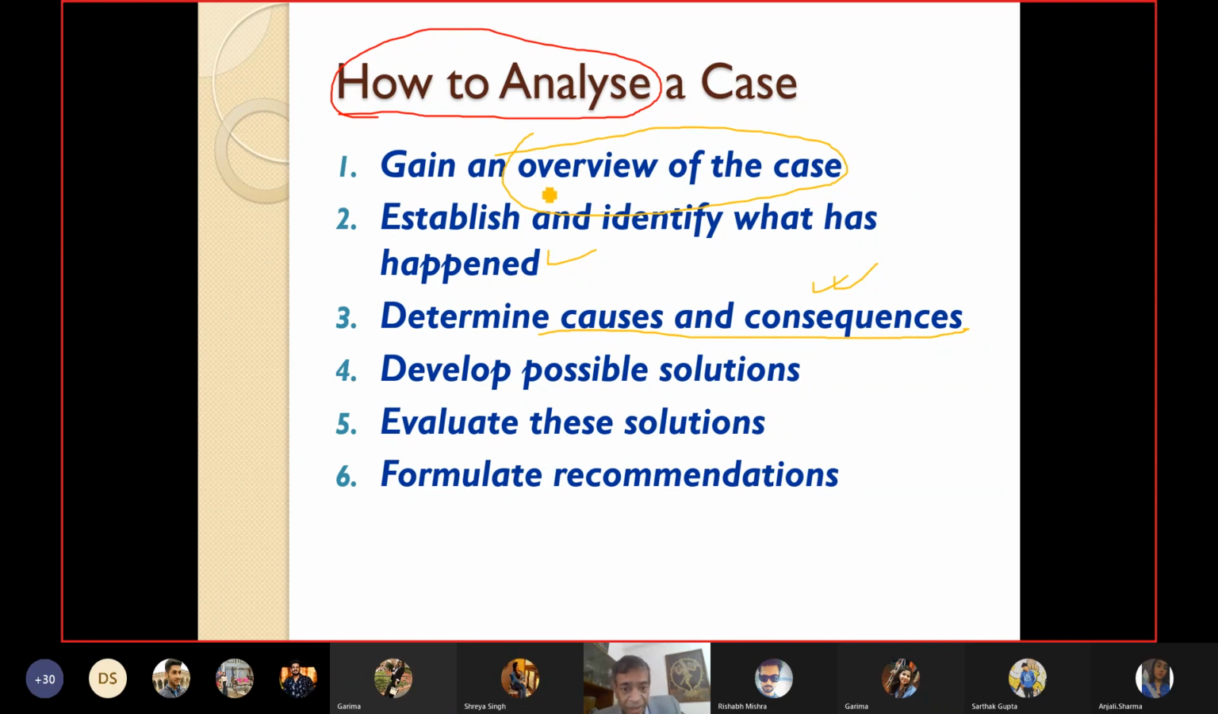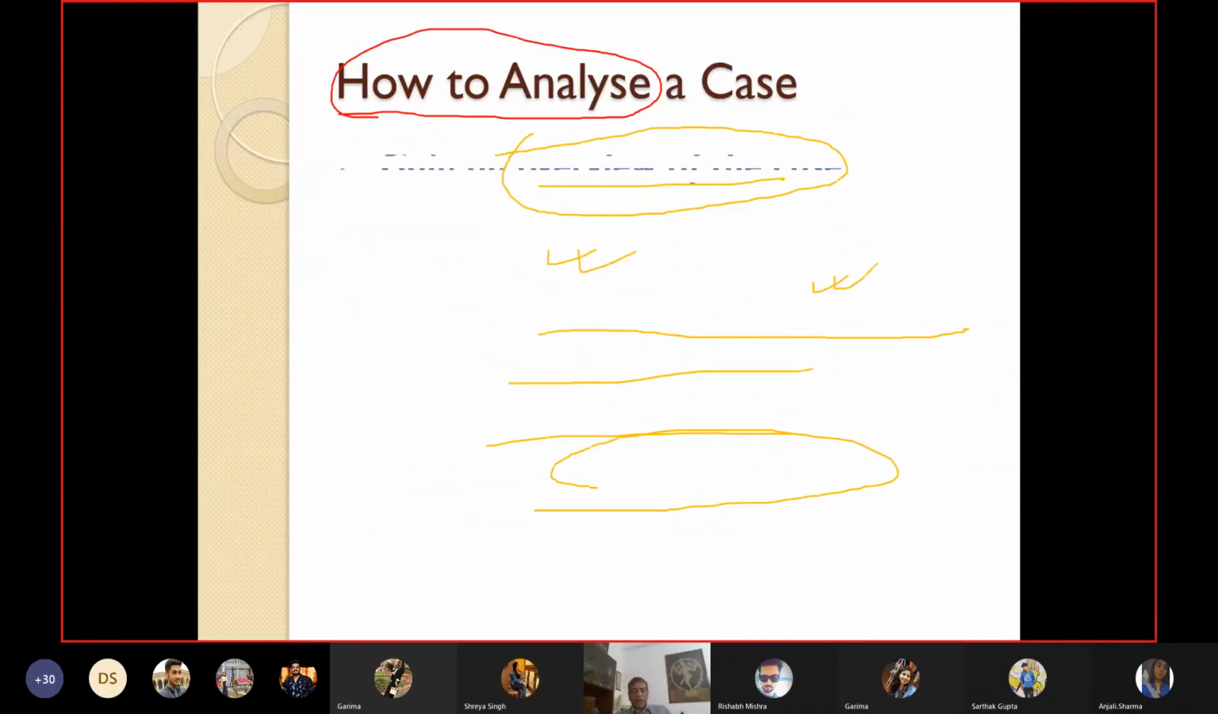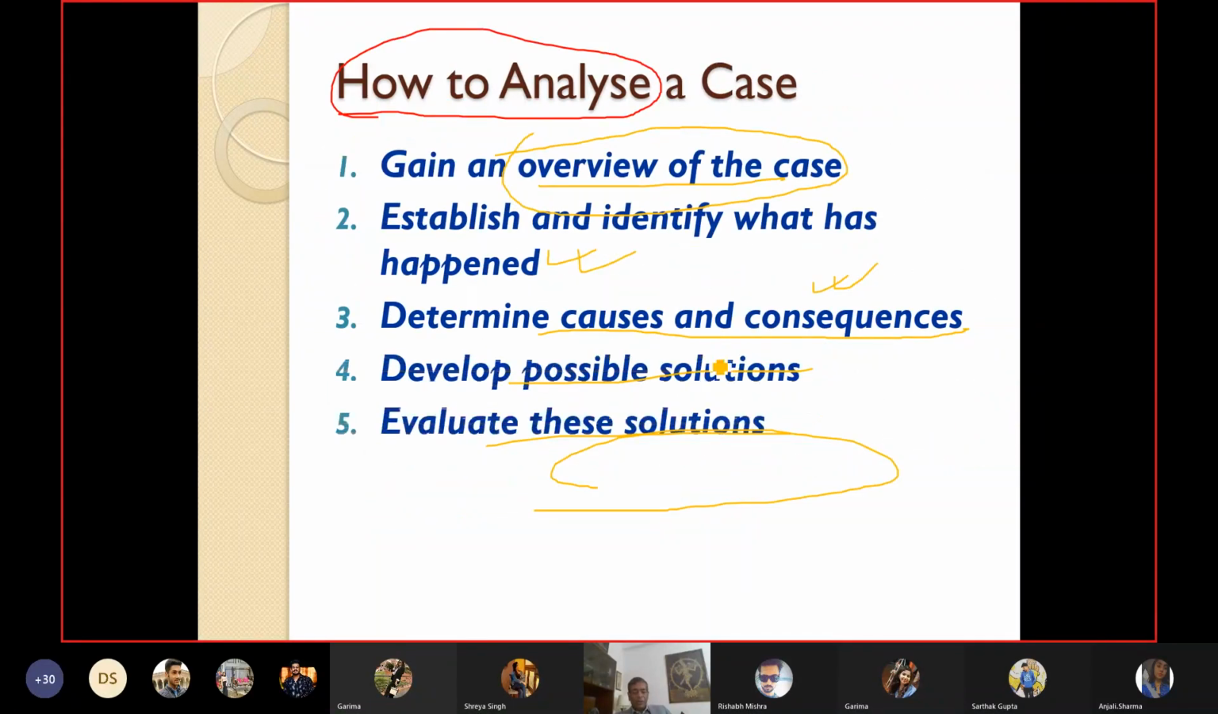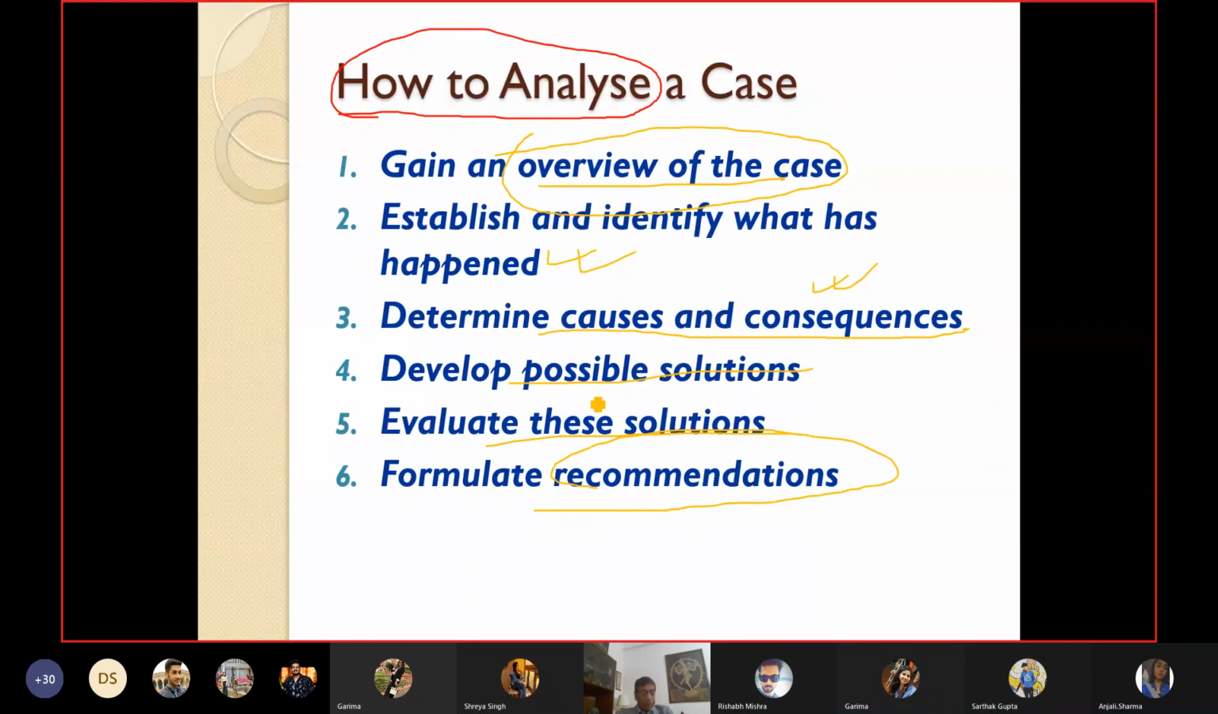So gain an overview of the case, establish what happened, determine the causes and consequences, develop possible solutions, evaluate each of these solutions, and make your recommendations. I'll go back to my previous slide, which says you make those recommendations and courses of action which are going to be the most effective. So, this is your learning point. You make recommendations of those possible solutions which you think are going to have the best and the highest possible impact.